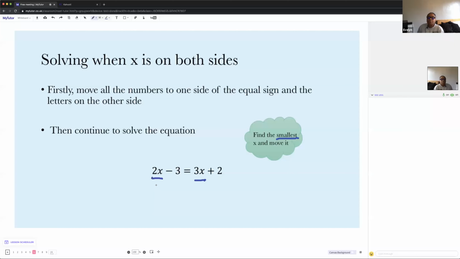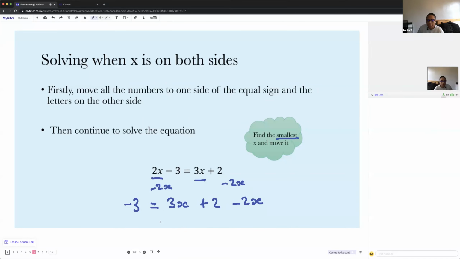So we're going to move the 2x and put it onto the other side. On the left hand side, I want to move the entire thing, not just the x. I want to move the whole 2x. The opposite of adding 2x on the left hand side is subtracting 2x, so I'm going to subtract 2x on both sides. Now on the left hand side, I'm left with minus 3, and on the right hand side, I've got 3x plus 2 minus 2x.